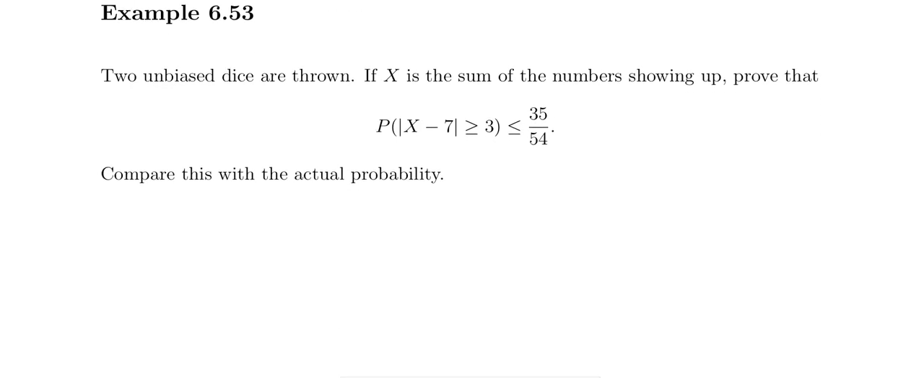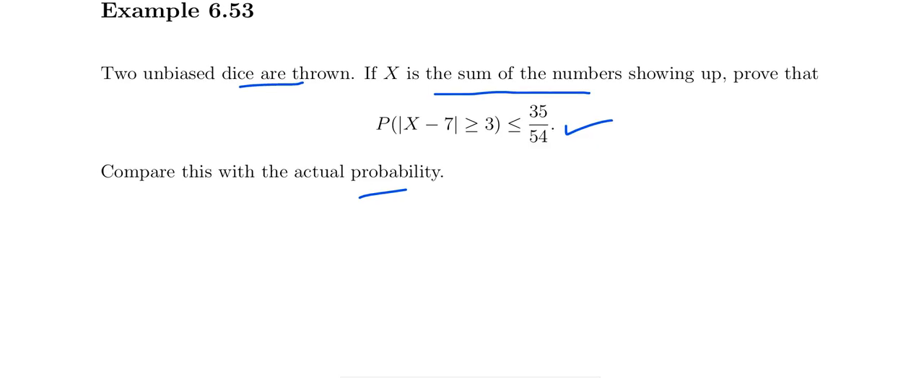Okay. Two unbiased dice are thrown. X is the sum of the numbers showing up. Prove that the probability of mod x minus 7 greater than or equal to 3 is less than or equal to 35 by 54. Then compare with the actual probability. So first of all, from this, what is the mean and variance?